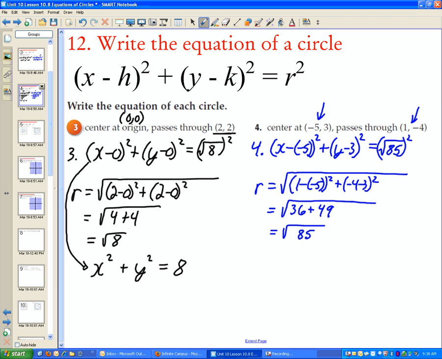Now, I can definitely simplify this equation. So instead of x minus negative 5, I'd rather write x plus 5 quantity squared plus y minus 3, I'm good with, quantity squared, equals 85.